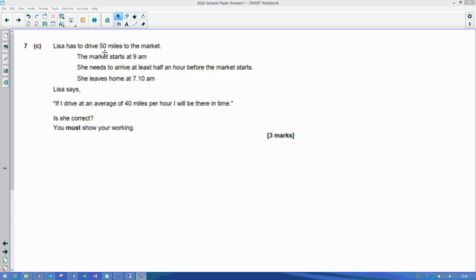Lisa has to drive 50 miles to the market. The market starts at 9 a.m. She needs to arrive at least half an hour before the market starts. She leaves home at 7:10. Lisa says, if I drive at an average of 40 miles an hour, I will be there in time.